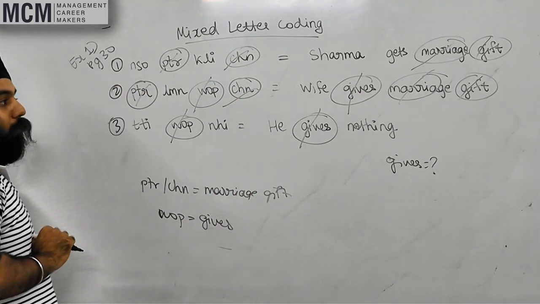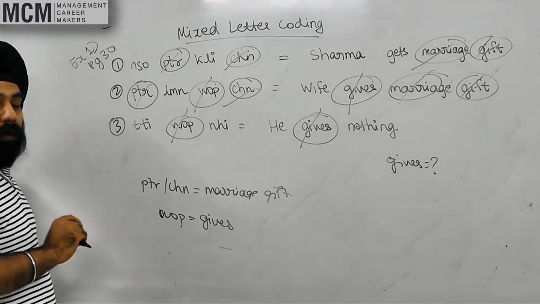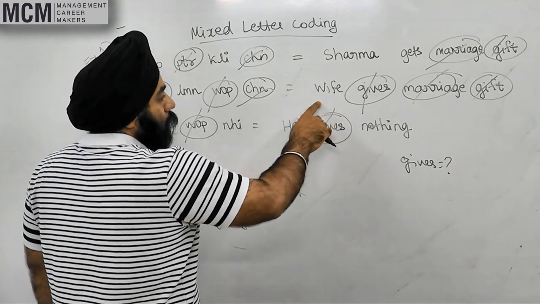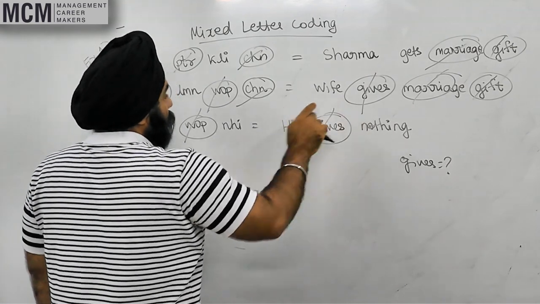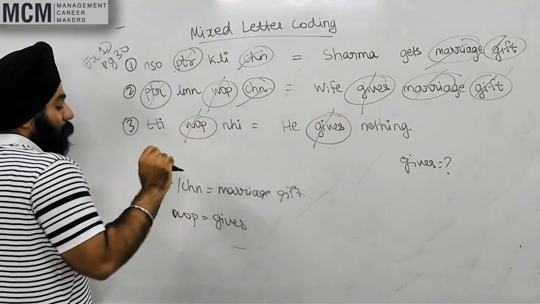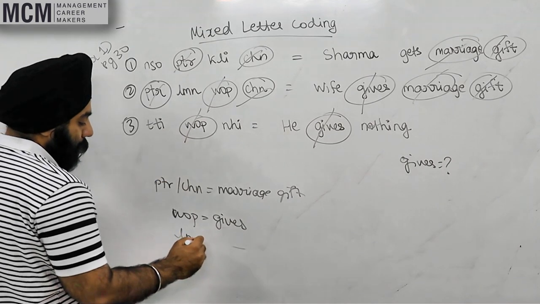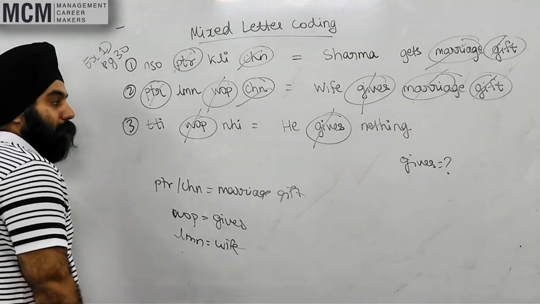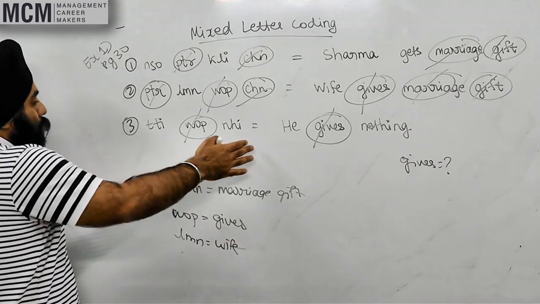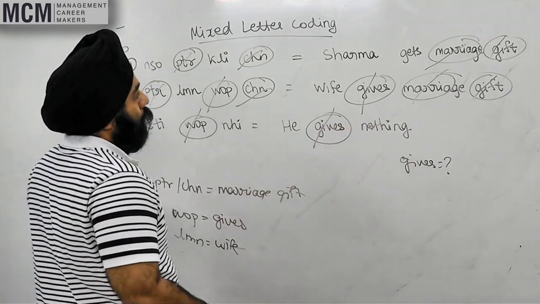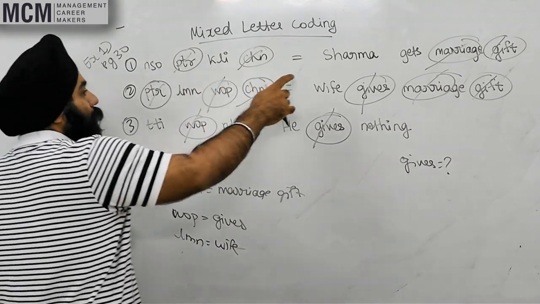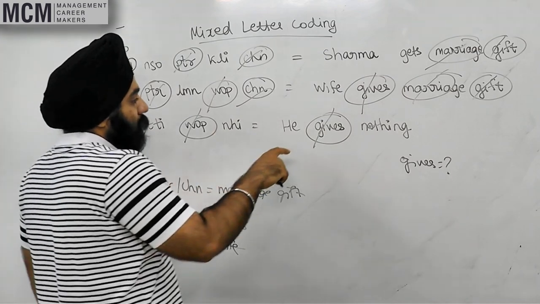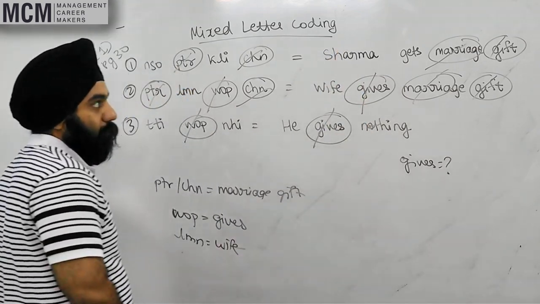Now, if I have to ask you, what does wife stand for? Let's look over here. Only word left here is wife. Only thing left here is LMN. So, LMN would stand for wife. Now again, TTI, NHI, you can't say which stands for what. Over here also, NSO and KLI, you don't know which stands for what. We can compare 1 and 3 also, but there is nothing common between 1 and 3.